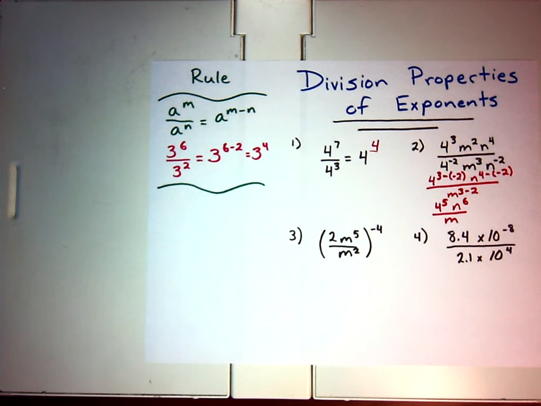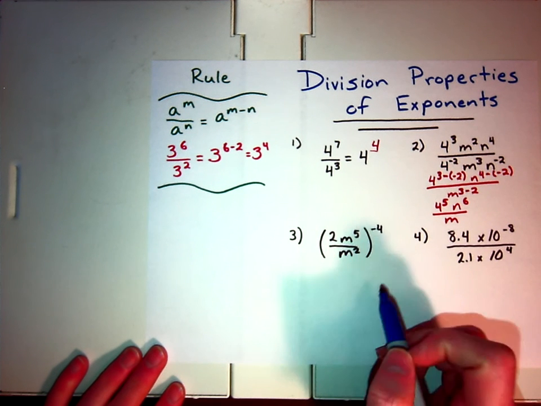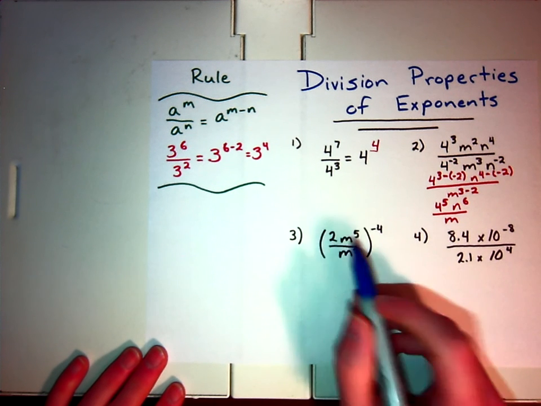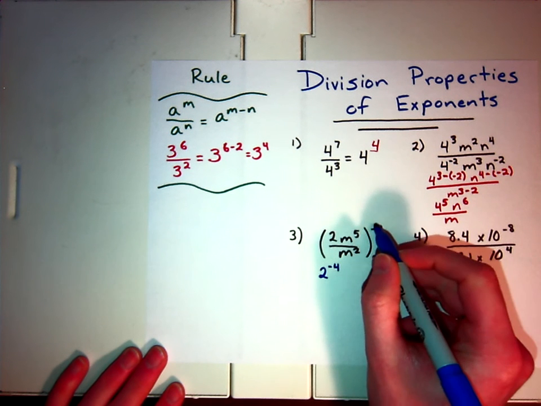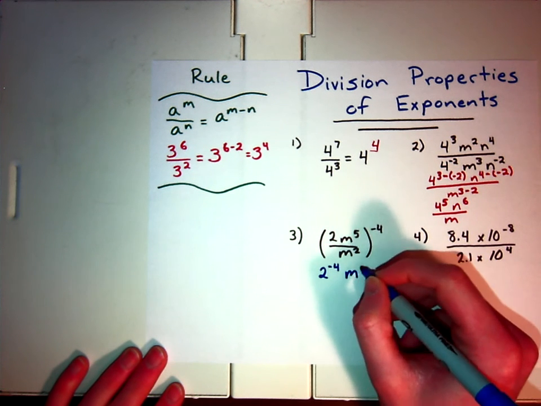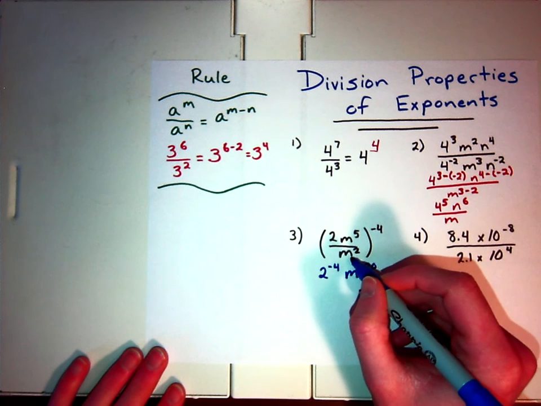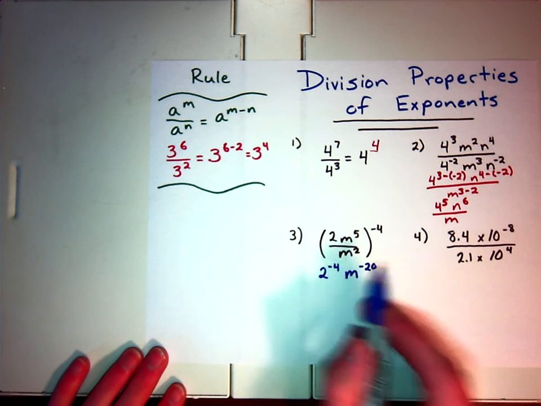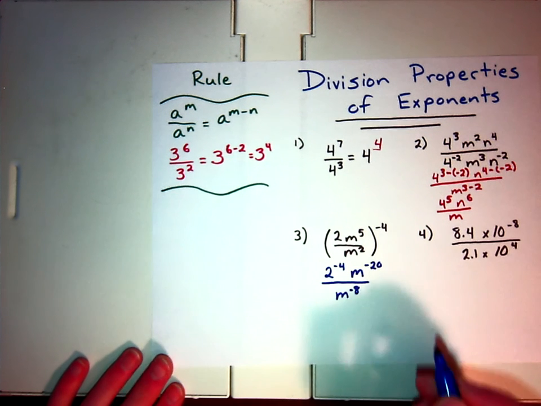Alrighty. For this one, for number 3, what you're going to do is that negative power needs to go to every value, right? So that negative 4 needs to go to that 2. So it needs to be 2 to the negative 4th. That negative 4 needs to go to that m to the 5th. Okay, so it needs to be m to the negative 20th. This negative 4 needs to go to the m to the 2nd. Okay, and that's going to become m to the negative 8th.